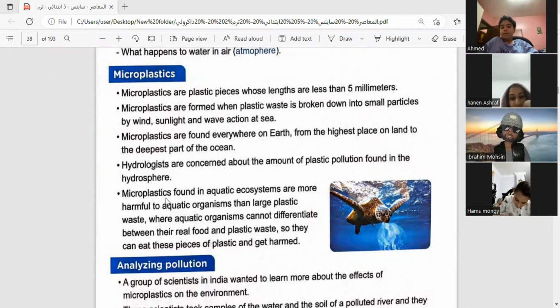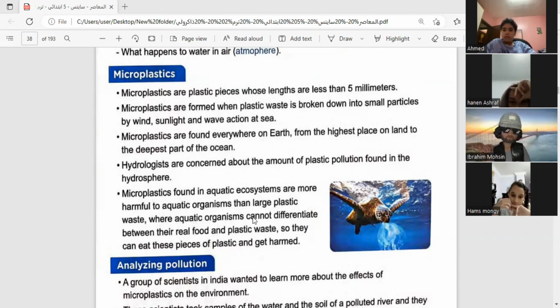It says that microplastics found in aquatic ecosystems are more harmful to aquatic organisms, or marine organisms, than large plastic waste. So again, microplastics, the very, very small plastic pieces found in aquatic ecosystems, are more harmful than large plastic waste, the big plastic pieces.